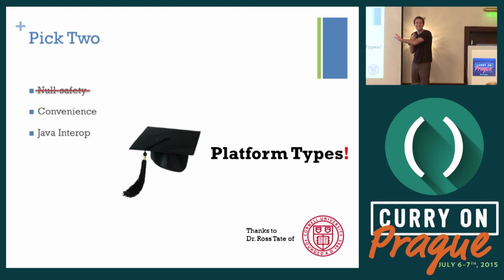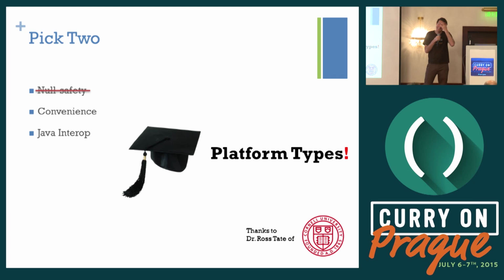So this is where academia comes in actually, because with the help of a professor from Cornell, Ross State, we developed something very close in the spirit to gradual typing, which we call platform types in Kotlin. And I'll give you a little taste of what it is like without any calculus, because Phil will catch me on every error I make there.